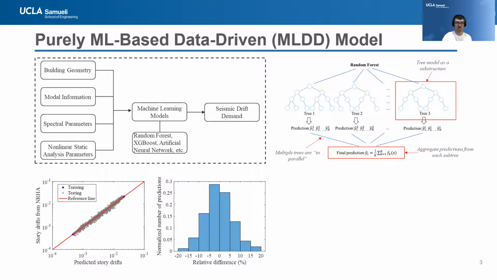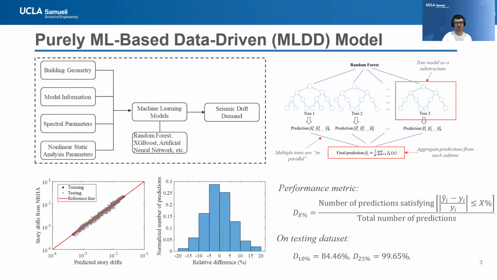The right plot illustrates the distribution of the relative difference, which follows a normal distribution. The performance metrics D10% and D25% for the MLDD model are more than 80% and 99% respectively, which indicates that the MLDD model performs well.